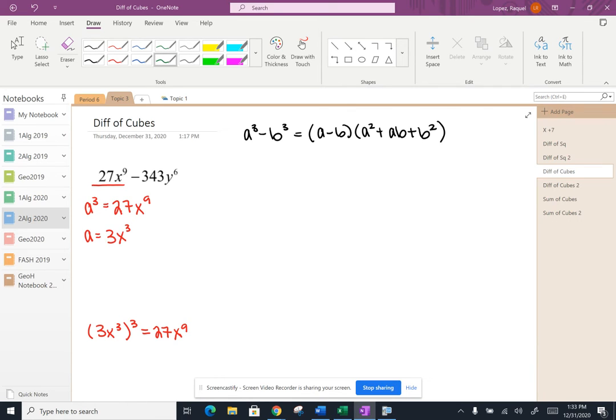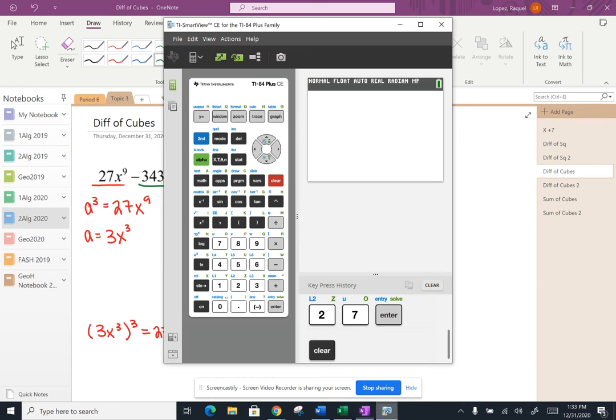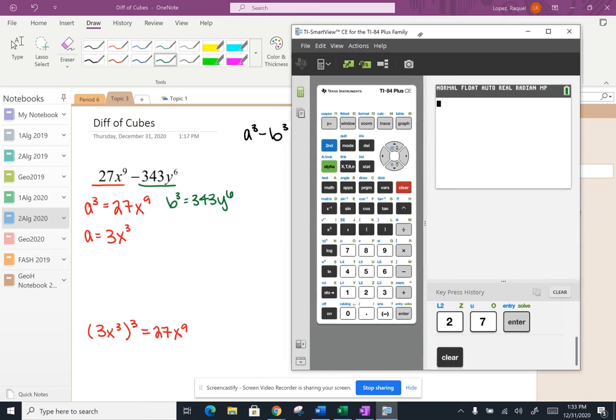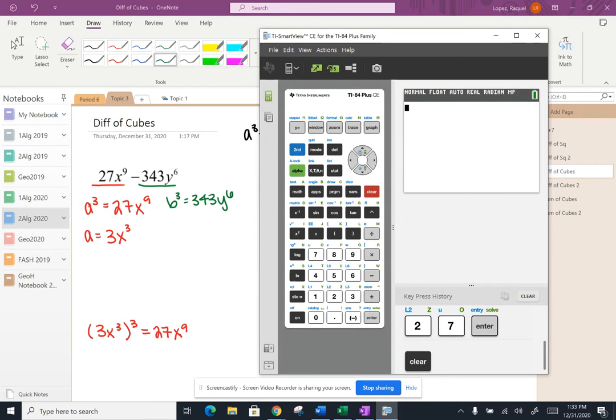Okay, so now let's go ahead and do b. The term that's in place of b cubed is 343 y to the sixth. Now, 343 is not a number whose cube root I know off the top of my head like I do with 27. So one thing I can do is guess and check, but the other thing I can do is use my graphing calculator, and I'm going to show you how to find the cube root of a number using your graphing calculator.